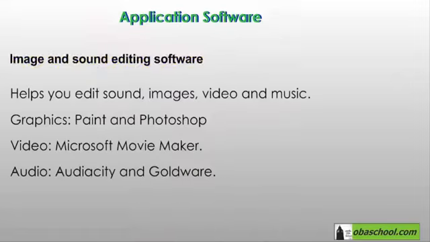Let's move to the next application software, which is image and sound editing software. This software helps you edit sound, images, video, and music. For the graphics, we use Paint and Photoshop so we can edit the images according to our liking. If we want to edit a video or make a video, we use the Microsoft Movie Maker. And finally, to edit the audio, we use Audacity and Goldwave. We can edit the audio, we can merge two audios, or we can cut out certain parts.